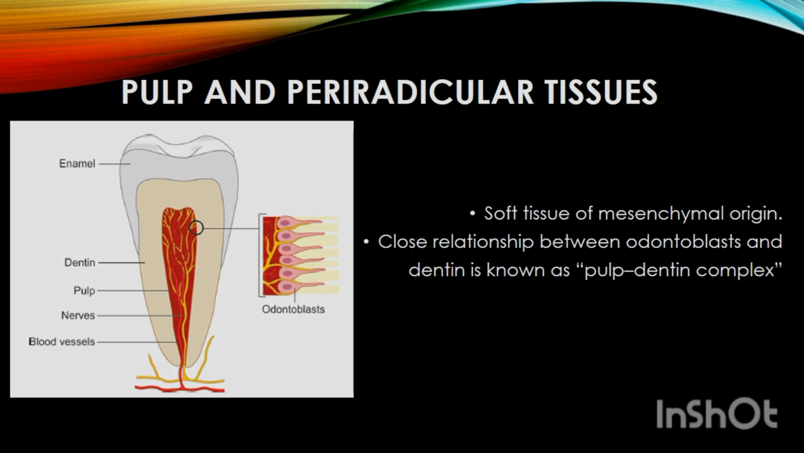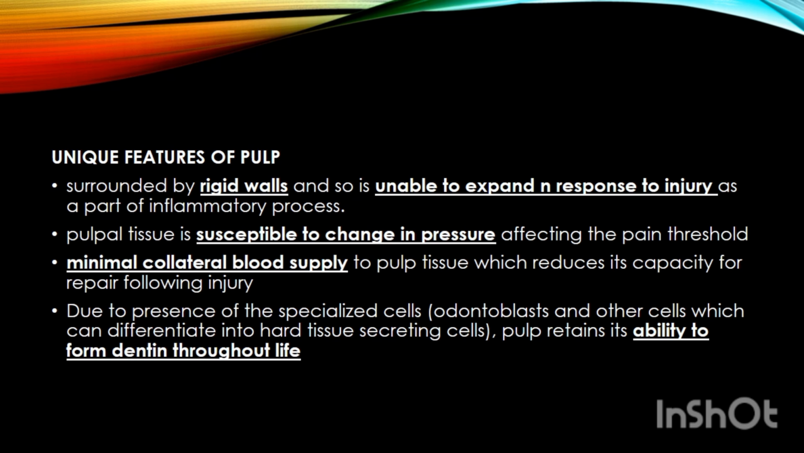Now, there are some unique features to the pulp. So first feature is that it is surrounded by a rigid wall. That rigid wall is dentine, and because of this rigid wall, the pulp is unable to expand whenever there is an injury. Now, the pulp is also susceptible to changes in pressure, which results in the pain that you experience during the inflammatory process. Now, there is minimal blood supply to the pulp tissue. So, because of this, again, the repair chance following injury is also less.